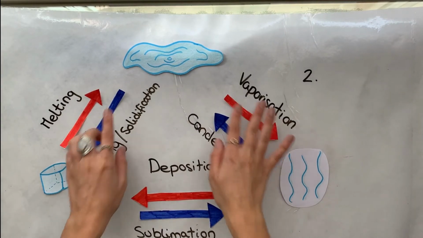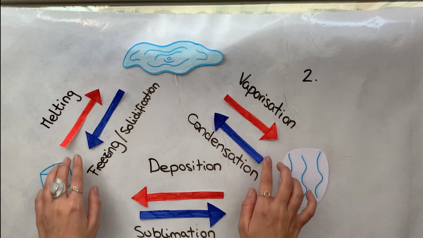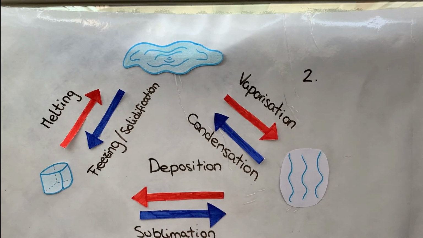These four processes are very common and we can see them often in our houses. However, these two are not so common and happen only to some specific substances.